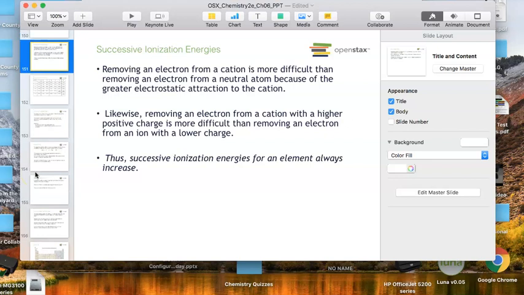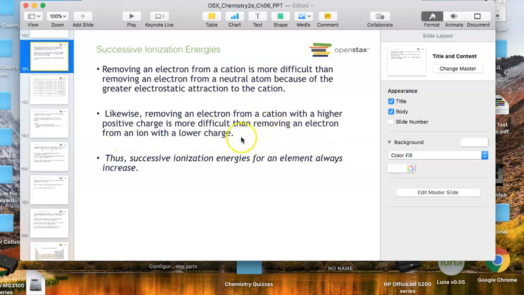Removing an electron from a cation is more difficult than removing an electron from a neutral atom because of the great electrostatic attraction to the cation. If you think about it, the electrons are closer to the nucleus, so it takes greater energy to remove them than it would for a neutral atom. Likewise, removing an electron from a cation with a higher positive charge is more difficult than removing an electron from an ion with a lower charge, because why?